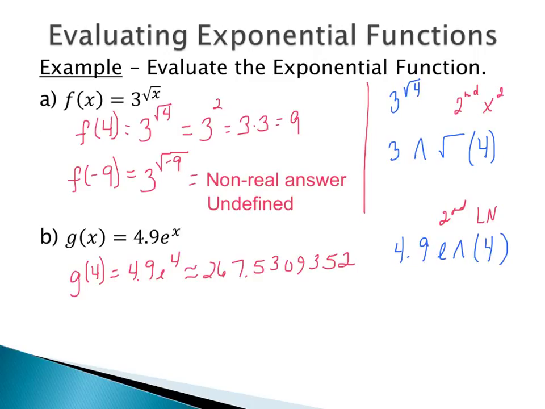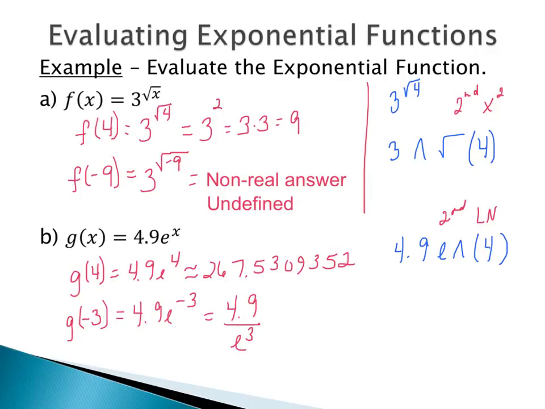Let's try a negative number for this one. I'll go a little bit smaller. Let's try g of negative 3. So we would have 4.9 e to the negative 3. If I were to work this out by hand, at least one additional step, knowing that negative exponent, we can rewrite this as 4.9 over e to the 3rd. It is not required to write it that way because, again, we are going to just end up using our calculator. So you do the same exact steps that you had before.